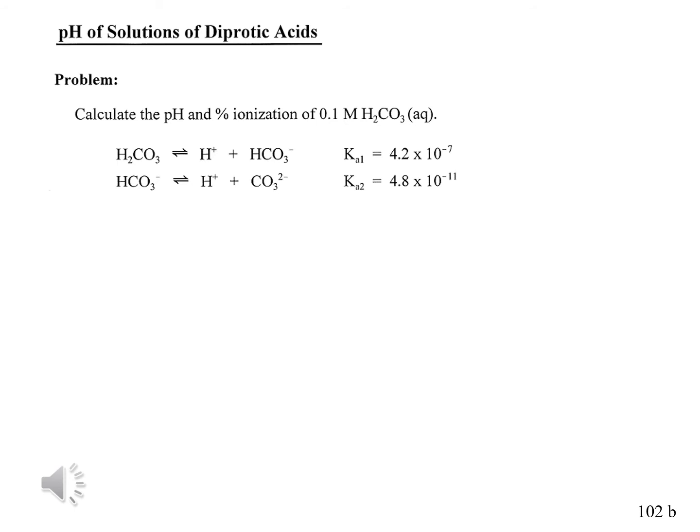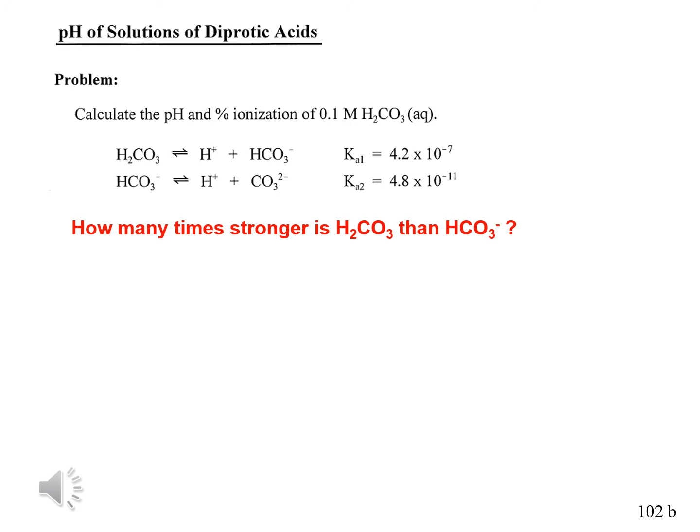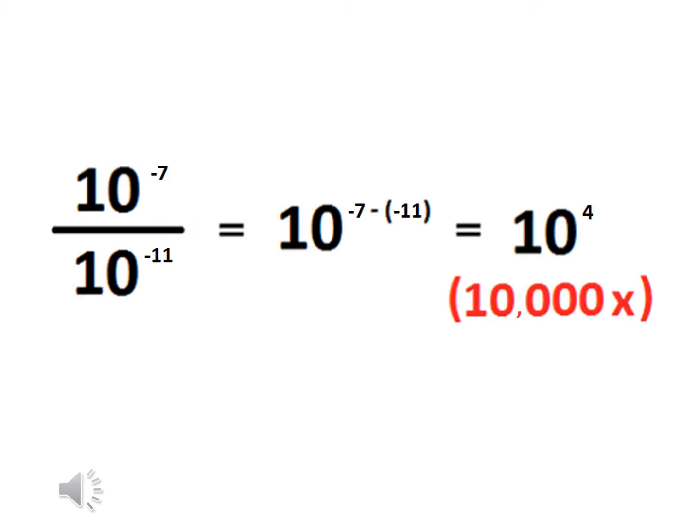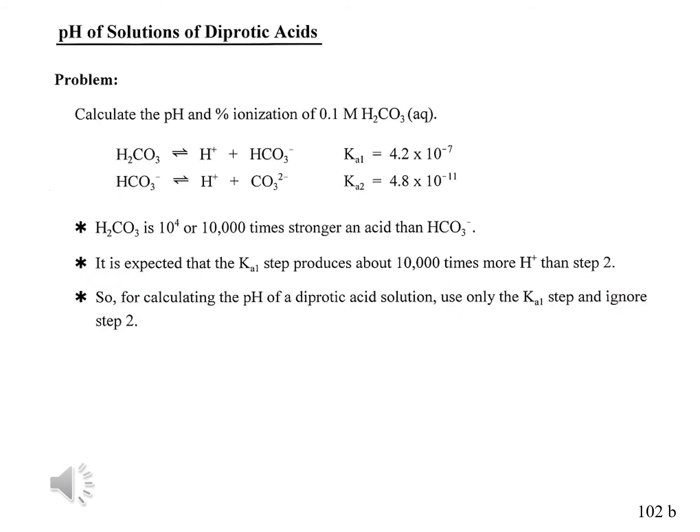Remember the master of simplification. The second step is much, much weaker than the first step. So the question I want to ask first is, how many times stronger is the first step than the second? If you take the top step minus the bottom and use the property of exponents, you find out that the top one is 10 to the fourth or 10,000 times stronger than the second step. If you translate that into English, what it actually means is that for every 10,000 H's that you get from step 1, you're only going to get 1 from step 2.